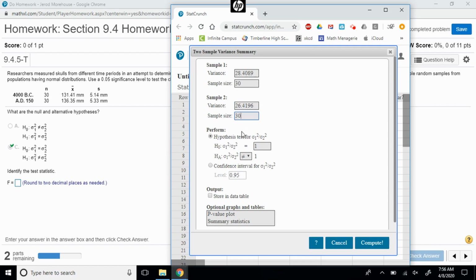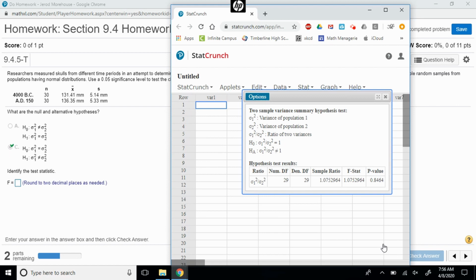For the hypotheses here, if they're equal, we said they were equal here, then that means the fraction should equal 1. If they're not equal, that means the fraction should not equal 1. So we're going to leave all this alone. This is already set up for us. We're going to hit compute, and we get this really nice output.